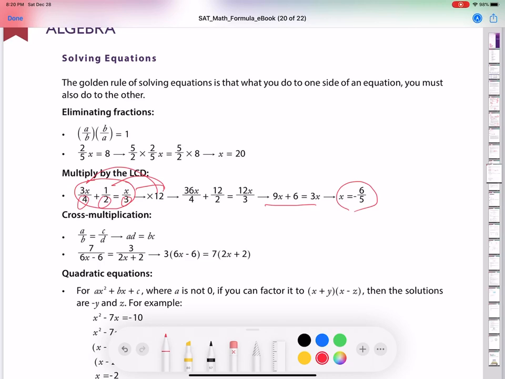Sometimes you can just cross multiply the fraction form. One fraction equals the other fraction, the left side and the right side. In this case, cross multiplying is the best way. There's 7 times (2x minus 2) is equal to 3 times (6x minus 6). Cross multiply. The products of the two cross multiplications should be equal to each other.